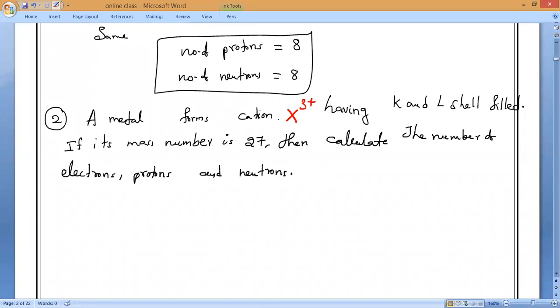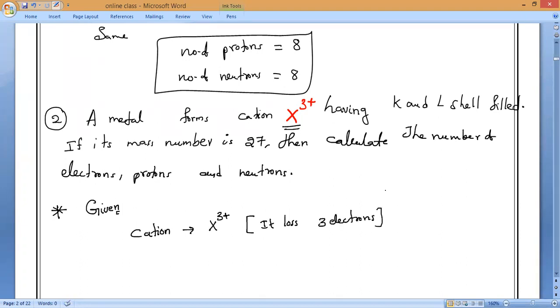First, is the given one an ion or an atom? That you tell me. Ion. So now verify it. The given ion is a cation, X3 plus, indicating that it lost how many electrons? Three electrons. And after losing the 3 electrons also, the K and L shells are filled.